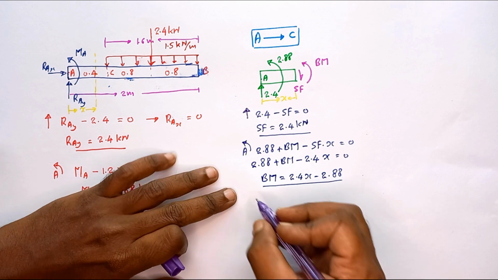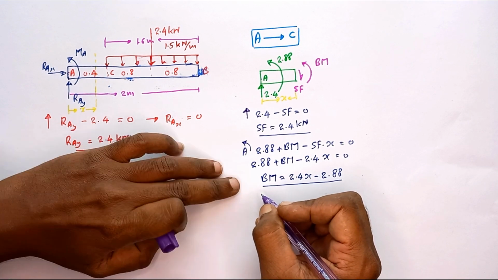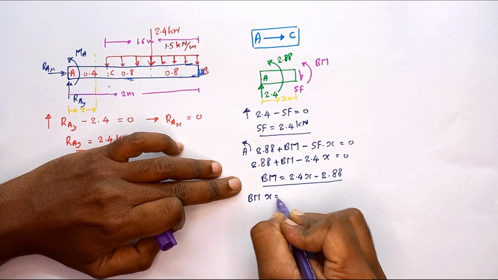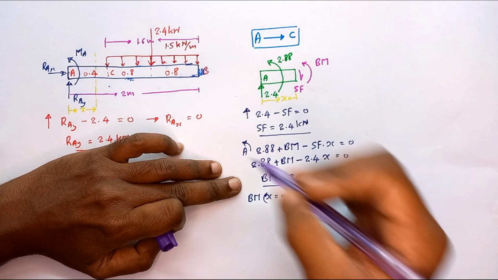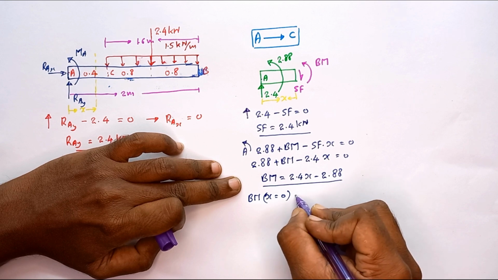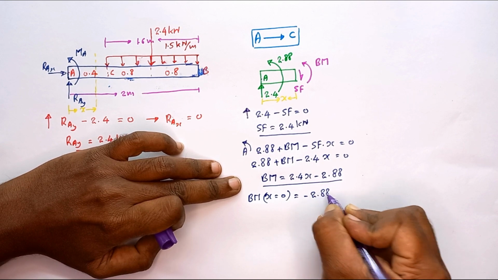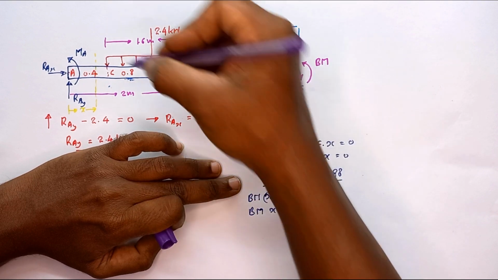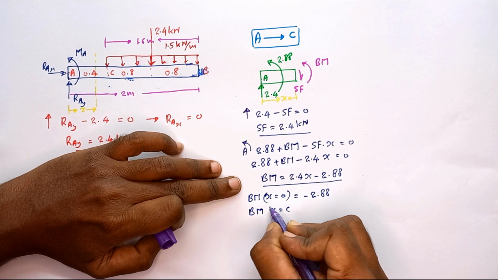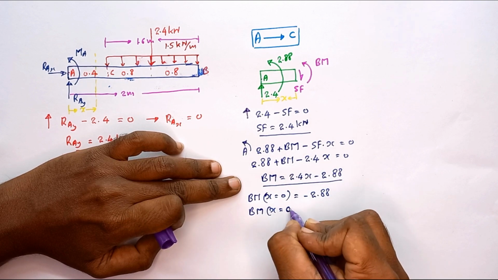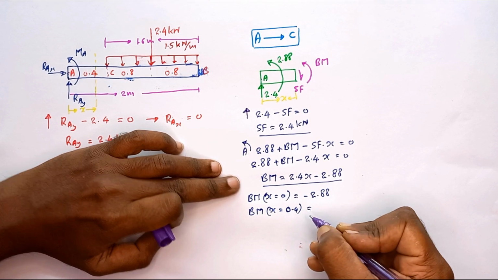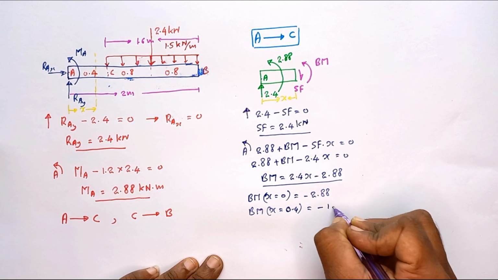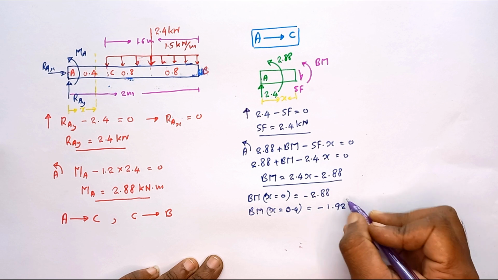So then we can obtain the bending moment at x is equal to 0. At this A point, the bending moment is equal to minus 2.88. The bending moment at x is equal to C point, sorry, 0.4. If you substitute the 0.4 in here, you will get minus 1.92 kilonewton meter.